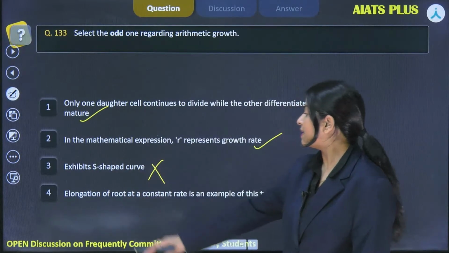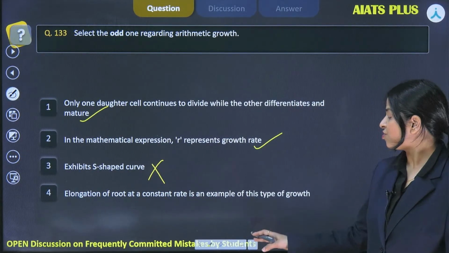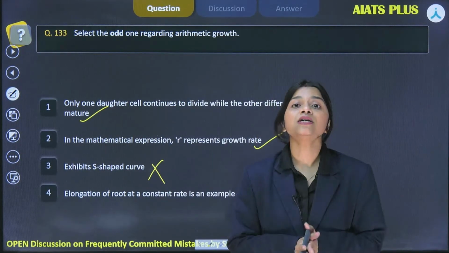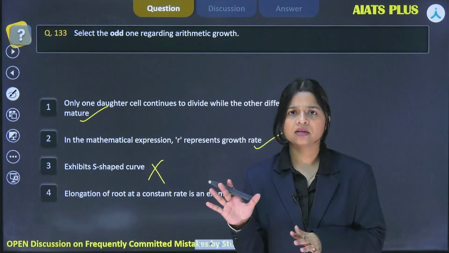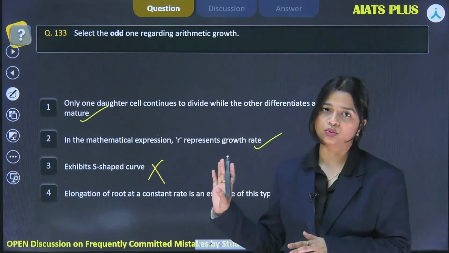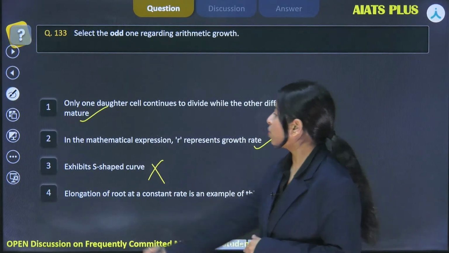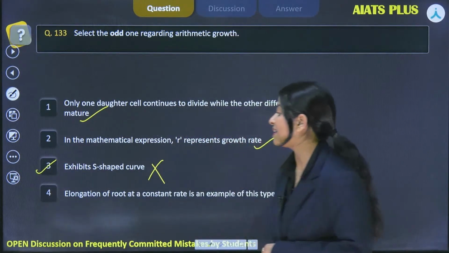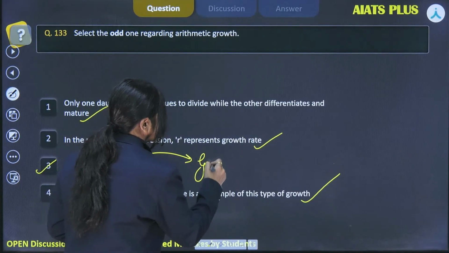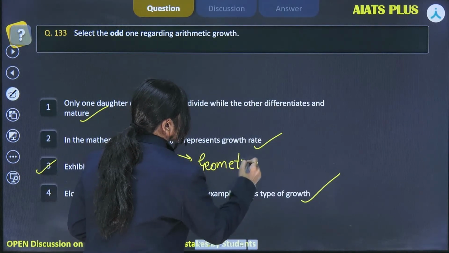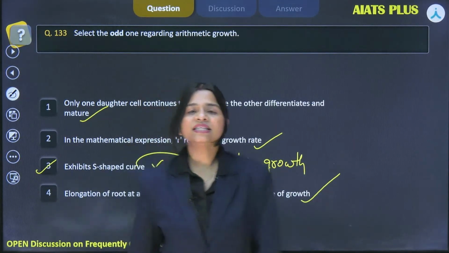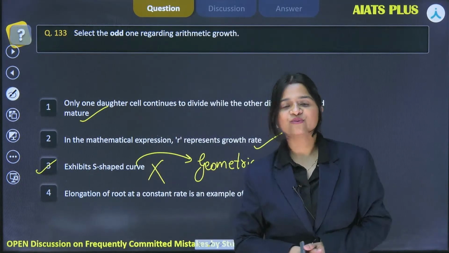And the fourth one is, elongation of root at a constant rate is an example of this type of growth. Whenever we are speaking of constant growth of any plant part, that is absolutely true for arithmetic growth. Okay, so the correct answer for the given question will be option 3, that it exhibits S-shaped curve. No, the S-shaped curve is represented by the geometric growth. Okay, clear with this?